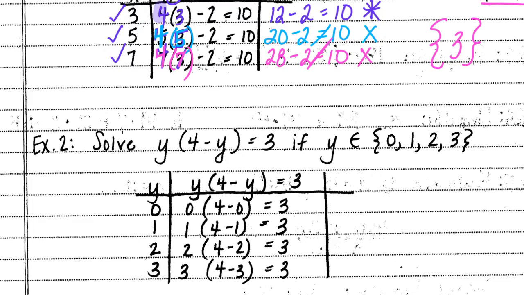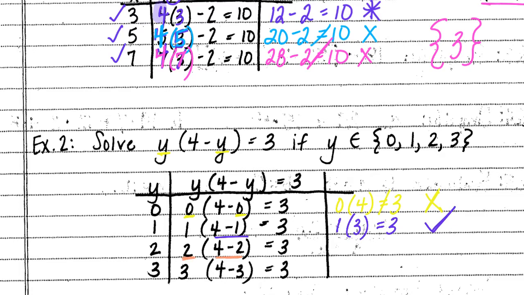Example 2 says solve y times 4 minus y equals 3 if y is a set of 0, 1, 2, and 3. So when I plug in 0, I think I did this one correct. 0 in for the first y, 0 in for the second y. Well, 0 times 4 does not equal 3. That one does not work. What about when I plug in 1? Well, 4 minus 1 is 3. Ooh, that does work. 3 equals 3. Yep, that works.